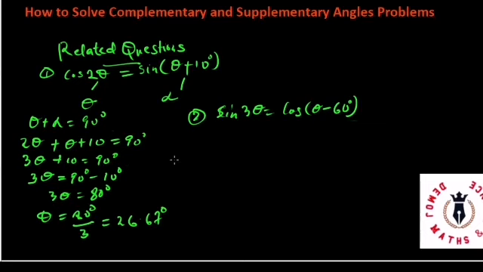What is theta? Now, just like we did in the first case, for sine theta and cos theta to be the same thing, we know that both of them are complementary angles. So both 3 theta and theta minus 60 degrees must sum up to what? 90 degrees. 3 theta plus theta minus 60 degrees is equal to 90 degrees.